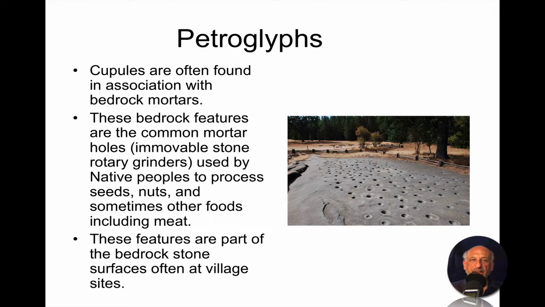These cupules are often found in association with bedrock mortars, and bedrock features are the common mortar holes. These are the immovable stone rotary grinders used by native peoples to process seeds, nuts, and sometimes other foods, including meat. These features are part of the bedrock stone surfaces. They're often found at village sites.